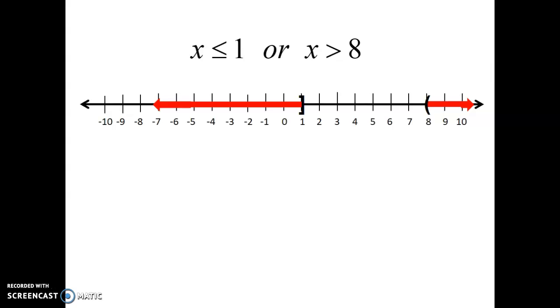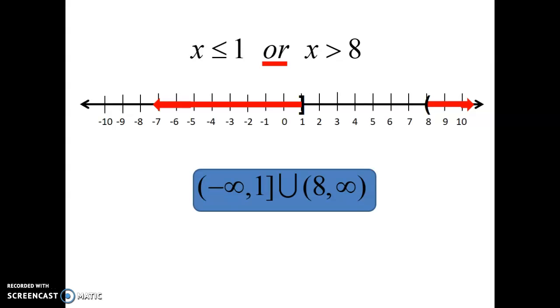Okay, so how we write this is it's going from left to right as you read regular words on a page. So you'd go from left at negative infinity, and negative infinity would have a parentheses, to 1 with a bracket. Then you have the U sign. You start up again with a parentheses at 8, going to the right towards positive infinity, with a parentheses. Okay, so this is what your answer should look like with the graph and the interval notation.